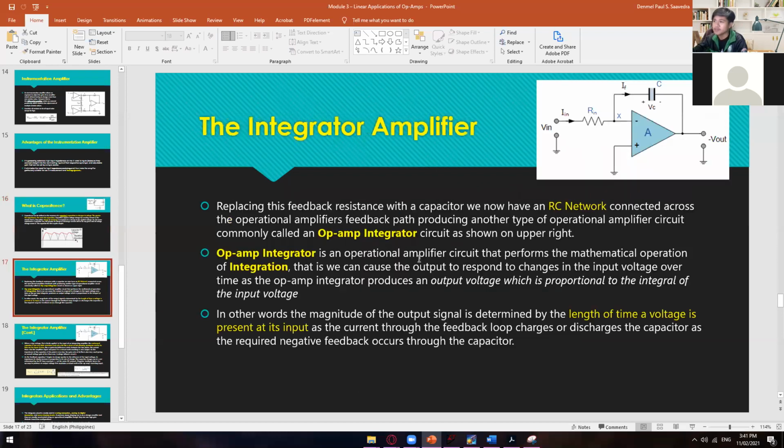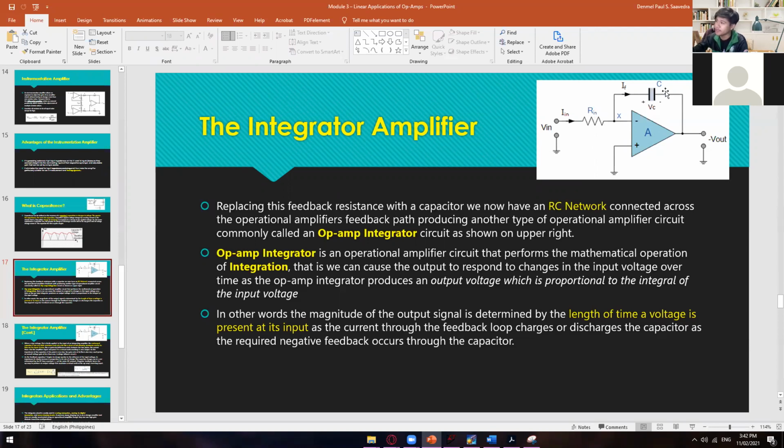All right, let's now move on to the integrator amplifier. This one is actually super simple. As you can see, this is the circuit of the integrator amplifier. It is actually an inverting amplifier, very look-alike. It's just that instead of a resistor here, we have a capacitance. By replacing the feedback resistance in the inverting amplifier with a capacitor, we now have an RC network.